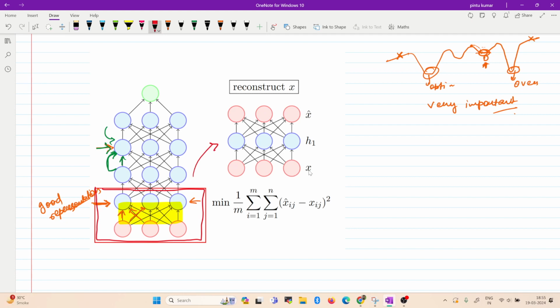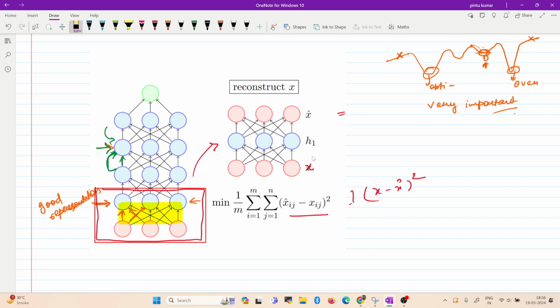So this is your input X. What you want is some X hat, which would be your output. You want your X to be equal to X hat, using this H1. So your loss function would be nothing but X minus X hat, right? So this was your objective function for your autoencoder, and the same is over here also.